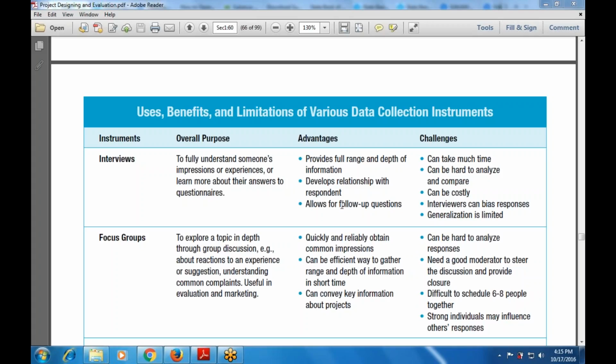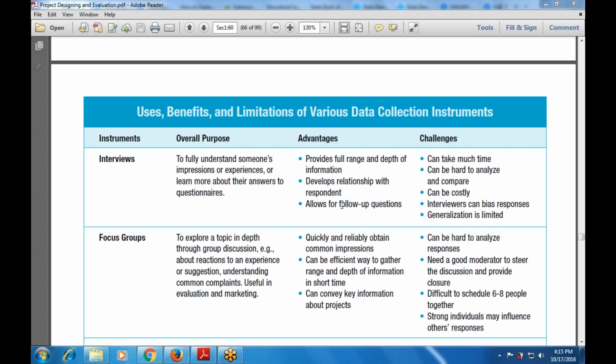Then develop the relationship with the respondent. This is the relationship that is maintained between the interviewer and the interviewee. Then it allows for follow-up questions. So what are the various follow-up questions that are used? It allows for follow-up questions.